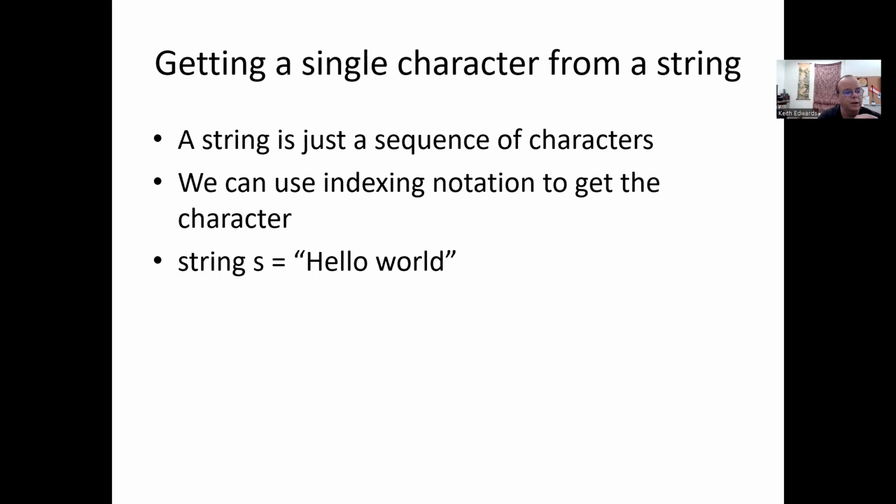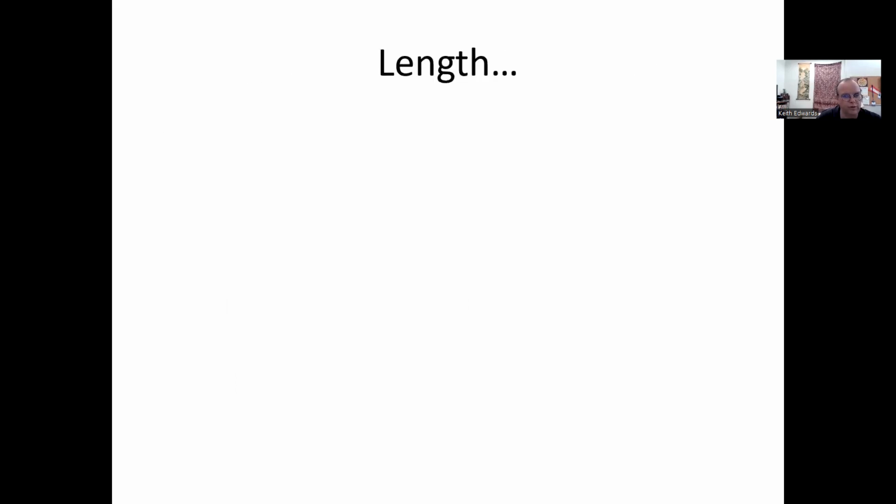So here's string s, it's equal to "Hello world". The 0 position is the capital H, the 1 is the E, 2 is the L, 3 is the first L or second L, and 4 is the O. So s[0] is the character capital H. So we can use that index to get particular characters.